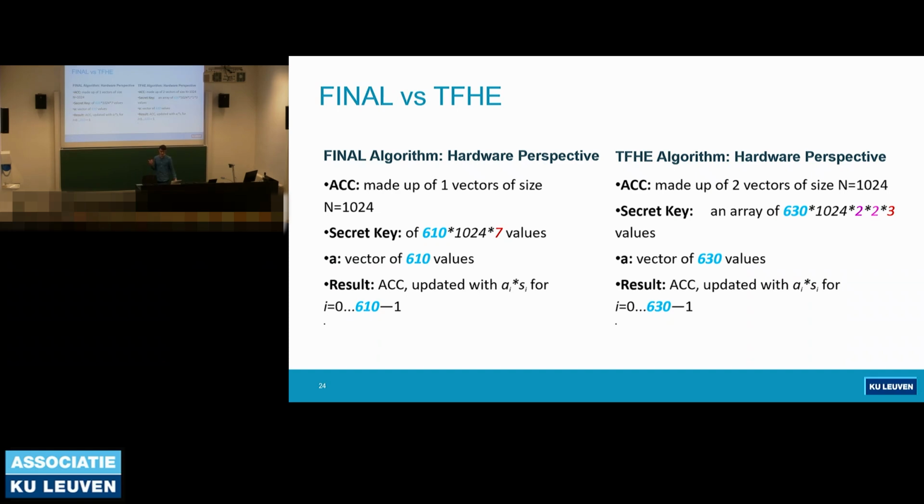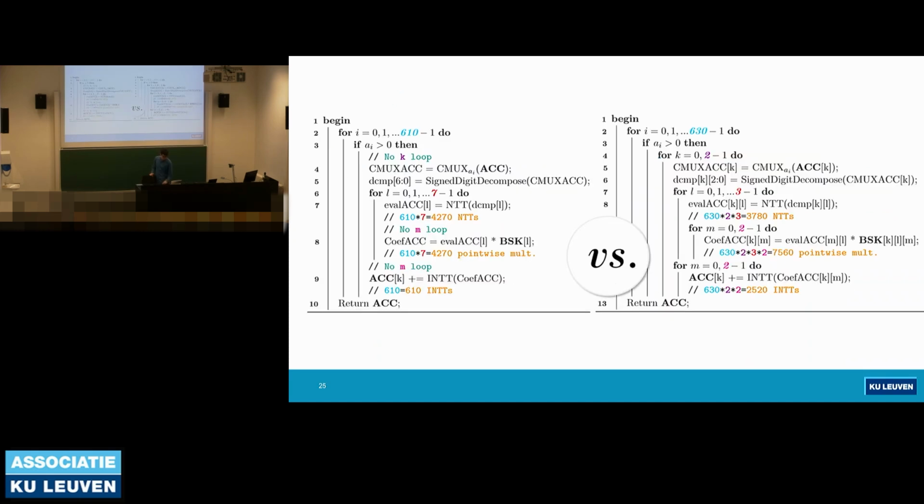It is, depending on what parameters you take for TFHE and parameters for final, sometimes a bit more computationally expensive, sometimes a bit less computationally expensive. If you just take the basic parameters, final is better. If you take very specific parameters for TFHE, like the FPT paper did, TFHE can be better in terms of the number of butterflies that you need to do. This depends on choices of parameters. But in general, for normal parameter sets, final is nicer to work with as a hardware design.